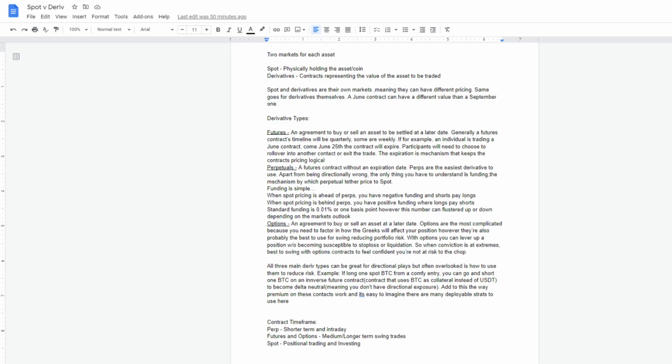There's two market types within derivatives. There's the USDT collateralized, so you use a stable coin as collateral on your position, but then there's also the inverse contracts that use the actual spot coin itself as collateral. So a major one is the Bitcoin one.